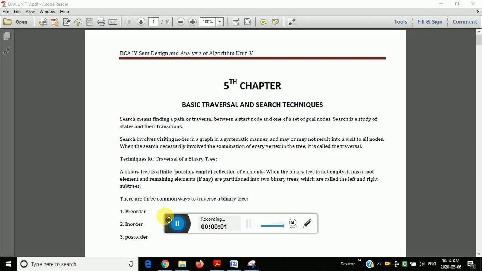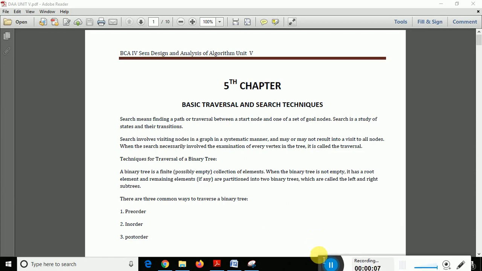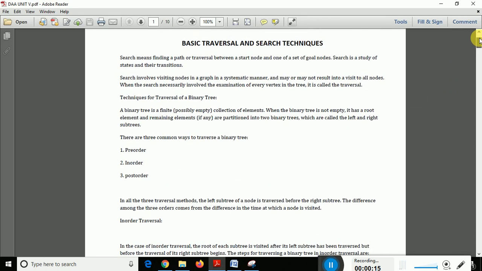Hello everyone. Today I am going to explain to you the fifth chapter, that is basic traversal and search techniques. Searching techniques is nothing but finding or visiting the nodes of a tree. Here there are three types of techniques: pre-order, in-order and post-order. I think some of you know about pre-order, in-order and post-order. If you don't know, I'll explain once again.